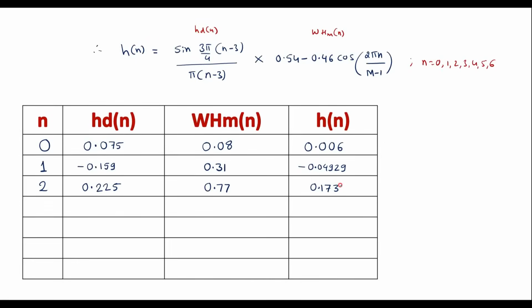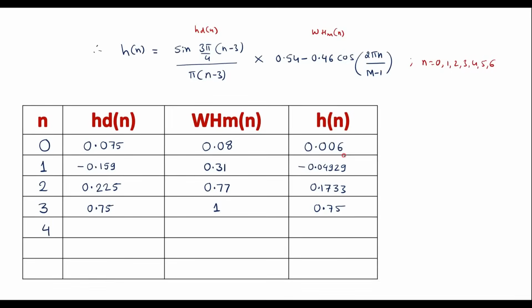Next, for n is equal to 3, already we have calculated, that is 0.75. So here if we substitute n equal to 3, it will be 6 pi by 6. So it will be cos pi. Cos pi is minus 1. So the result will be 1 here. So multiplying these two will get 0.75.